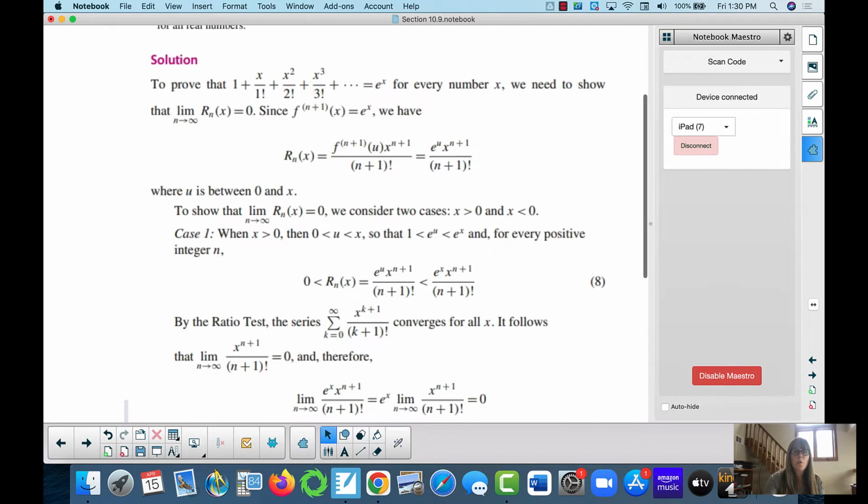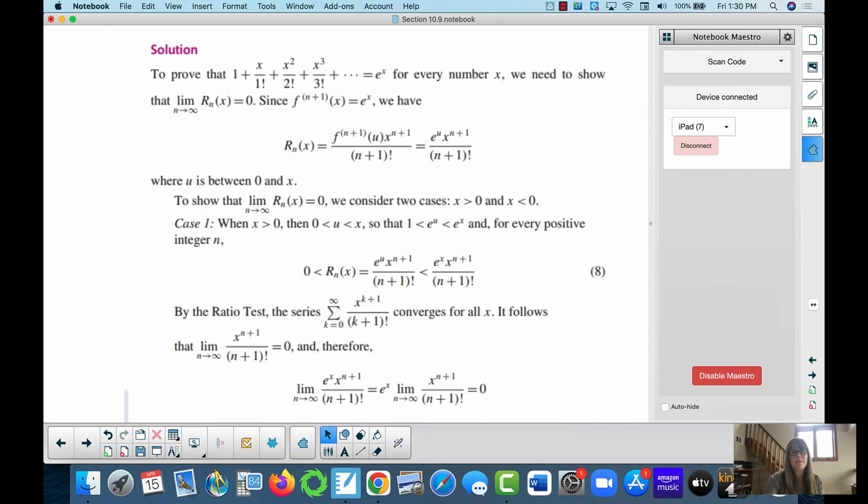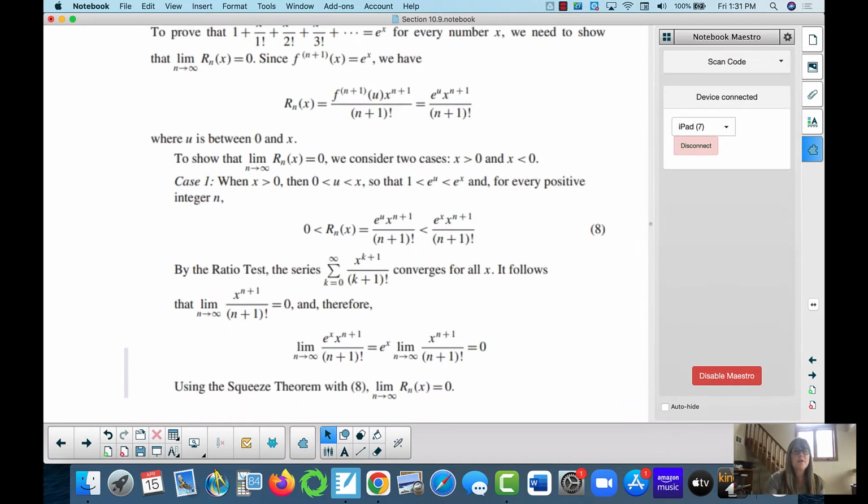So in case 1, when x is greater than 0, then we get this because u has to be between 0 and x. So if 0 is less than u is less than x, that means e to the 0 is less than e to the u is less than e to the x, and we get this because e to the 0 is 1. So using the squeeze theorem, 0 is going to be less than our remainder, which will be less than this evaluated at x.